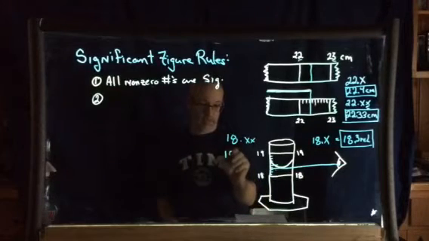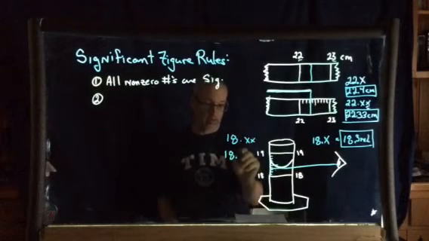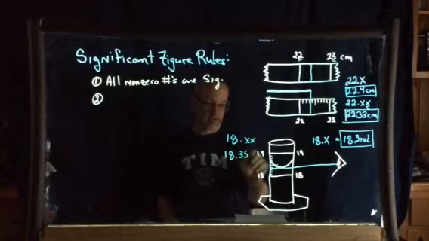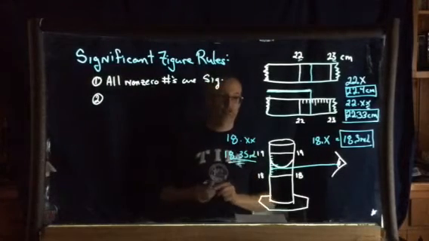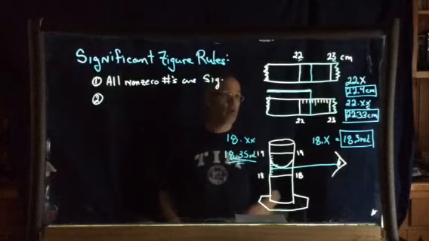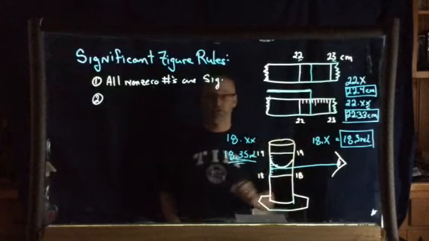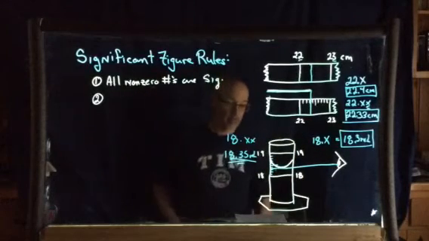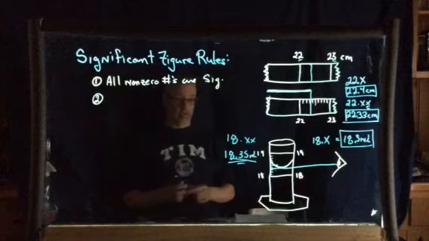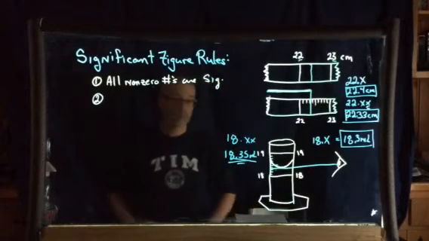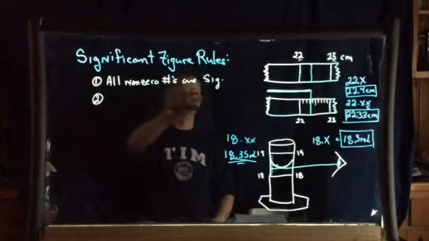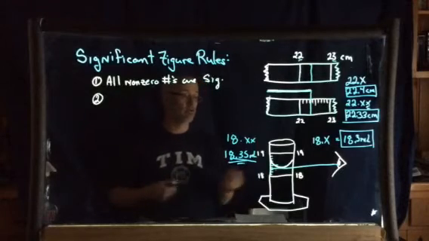And so it may be 18.35 milliliters. So the more decimal points that you can estimate it to, the more accurate it's going to be, and this increases the number of significant figures. There are 4 basic rules for significant figures. All non-zero numbers are significant.